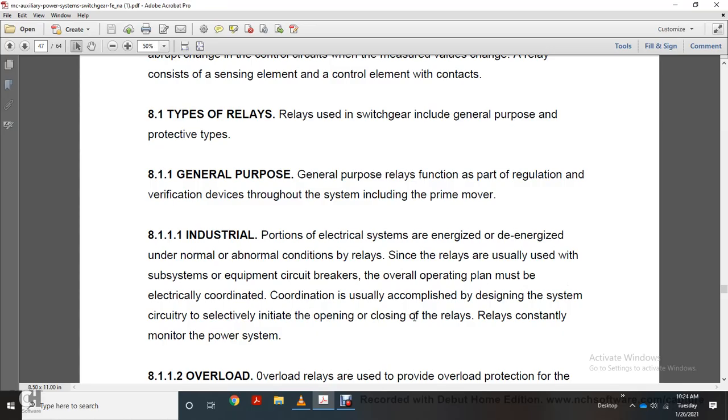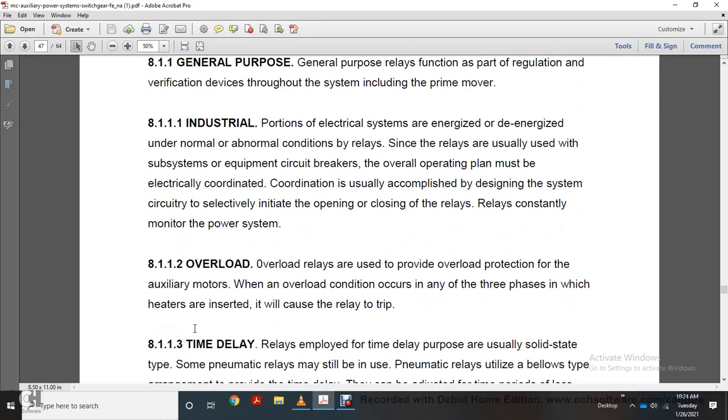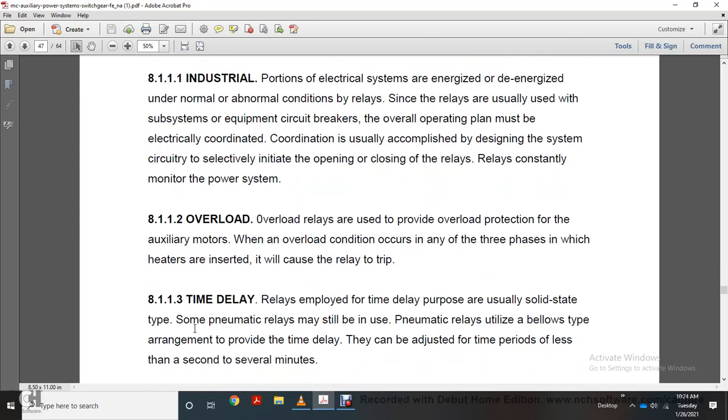initiate the opening and closing of the relays. Relays constantly monitor the power system. Overload relays are used to provide overload protection for the auxiliary motors when overload conditions occur in any of the three phases in which heaters are inserted, and it can cause the relay to trip.